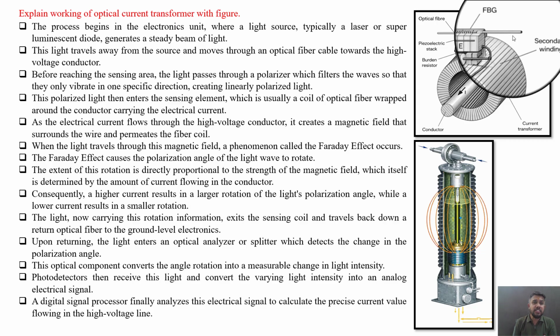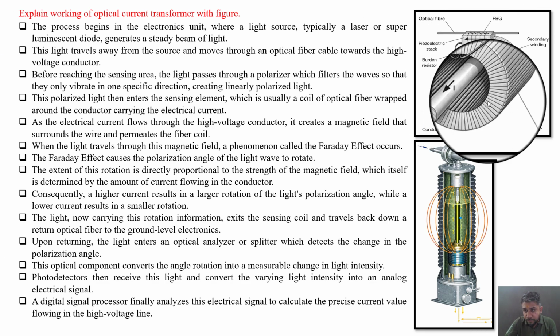Now before reaching the sensing area, the light passes through a polarizer which filters the wave so that it can vibrate in only one direction, creating linearly polarized light. The polarized light then enters the sensing element, which is usually a coil of optical fiber wrapped around the conductor carrying the electrical current. Here it is, the secondary.